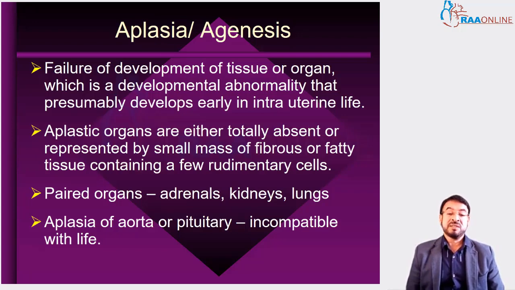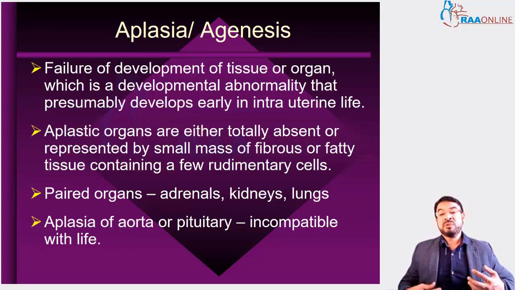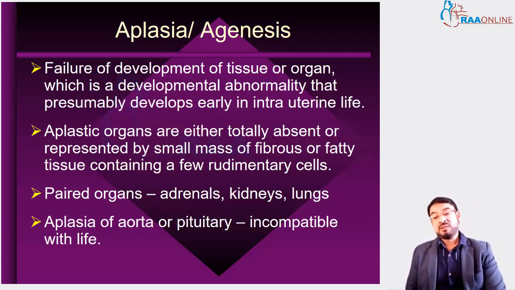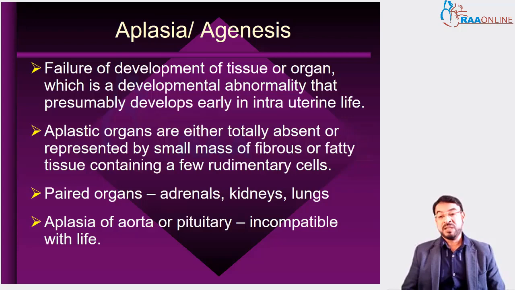Now, when aplasia occurs in paired organs such as the adrenals or the kidneys or the lungs, when one organ is affected, the other organ can compensate. For example, when one adrenal has aplasia, the other adrenal is normal. Or when one kidney has aplasia, the other kidney can function normally. But when it occurs in a non-paired organ, for example, aplasia of the aorta, I can't expect the child to survive. The child would die in a few hours. The same thing, when a child is born with aplasia of the pituitary, the child cannot survive because there's only one pituitary organ. So it is incompatible with life.